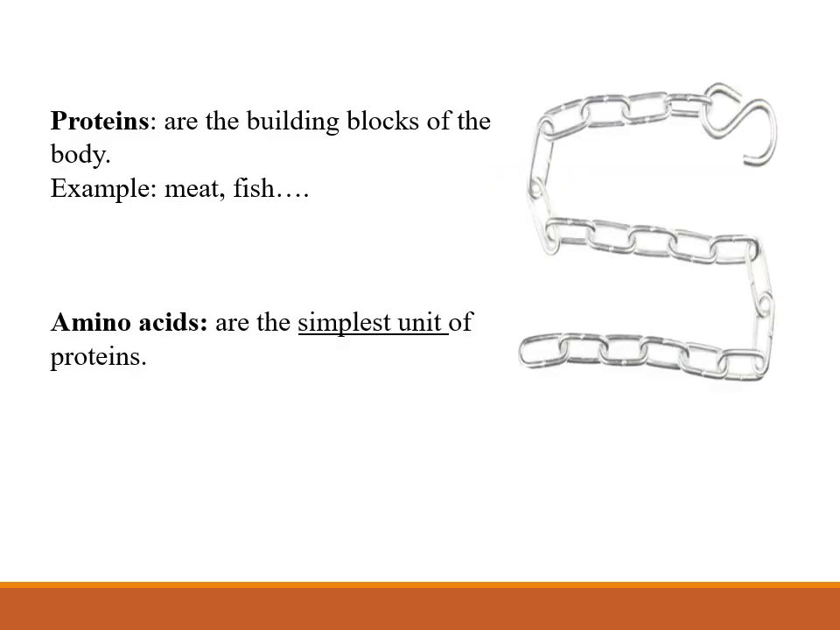The second group in organic food is the protein. Proteins are the building blocks of the body. They are builders' food. Examples of proteins: meat, fish. Protein is like a chain. Like in this adjacent figure, it is made up of the simplest unit, which is called amino acid. Protein is this chain, and each one in this chain is called an amino acid. So proteins are made up of amino acids linked to each other, forming this chain.